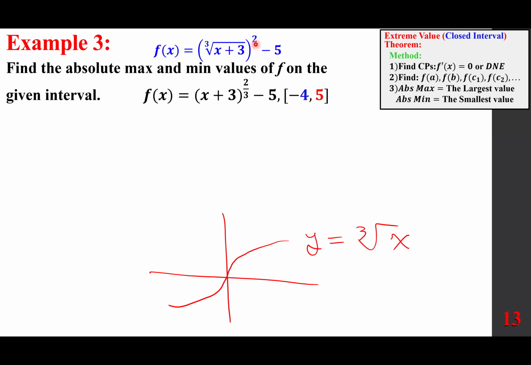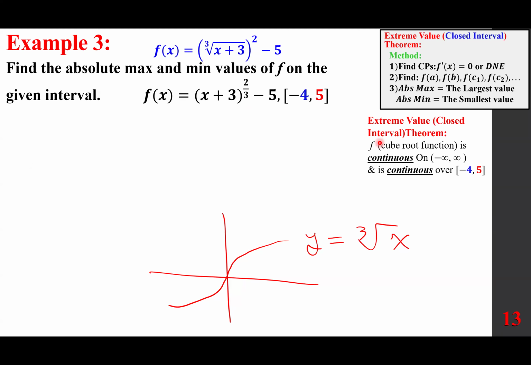When you square it, it makes the positive side larger and the negative side flips over. And then -5 brings it down by 5. It doesn't change the fact the domain is all real numbers. So this is a cube root function. The domain is all real numbers. So you write f is continuous from negative to positive infinity. When you say continuous, that means the domain. And it's continuous over the given interval of -4 to 5 because this interval is contained in the domain. So that's the first one.